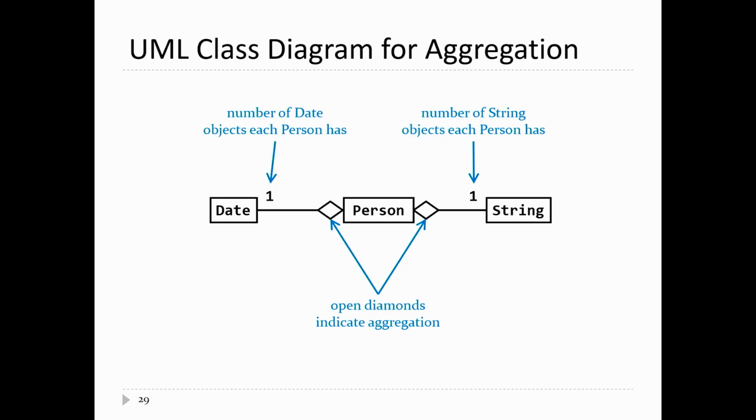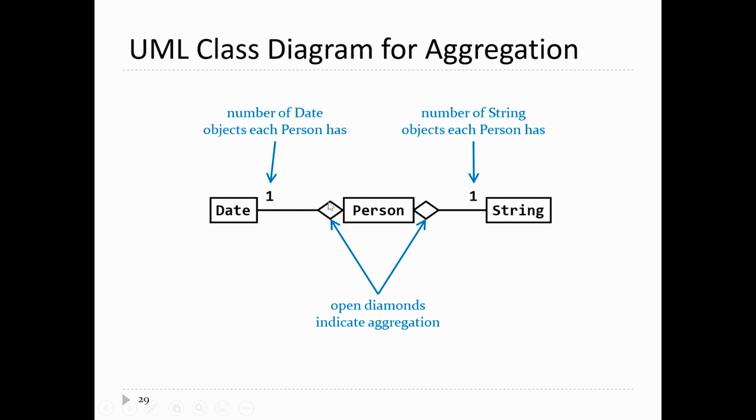Okay, so how do I draw the UML class diagram for this particular class? We have the person object. The person object is made up of one date. It's made up of one string. But the relationship here is now aggregation.